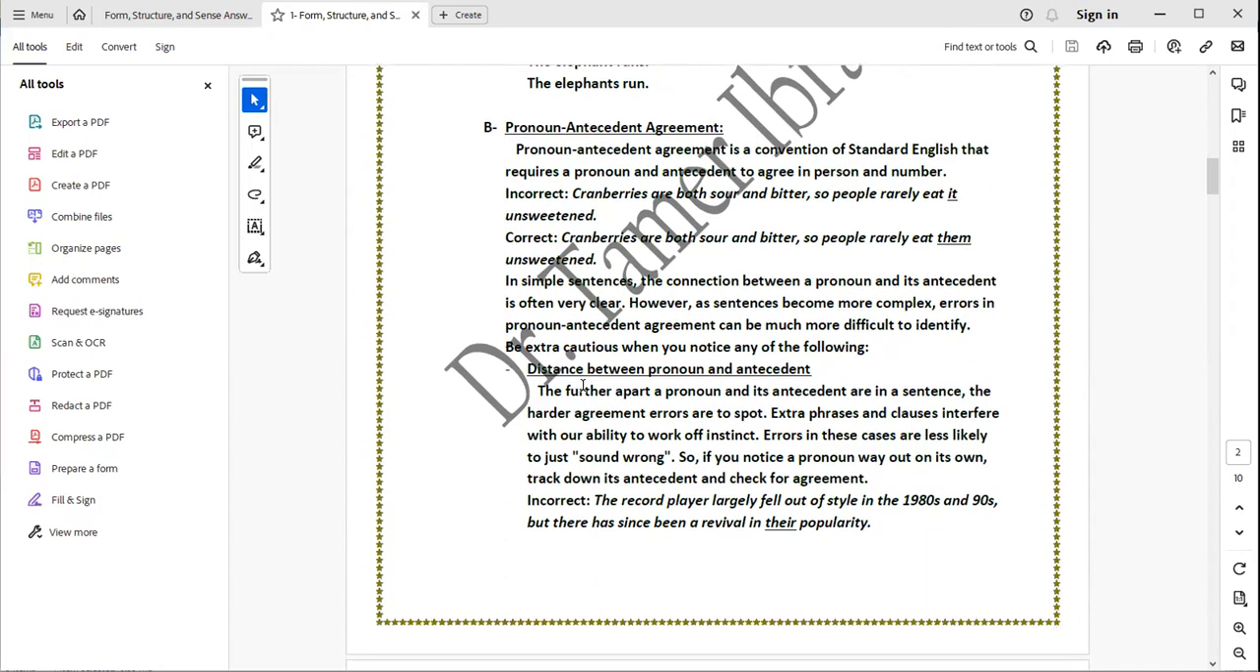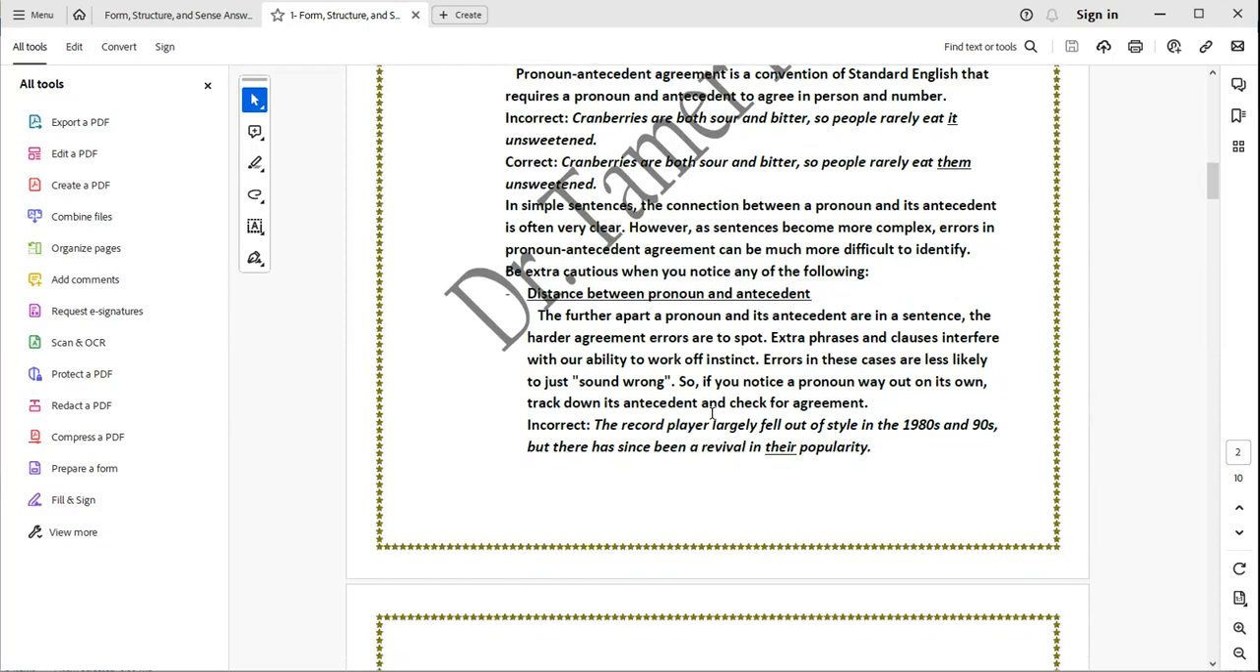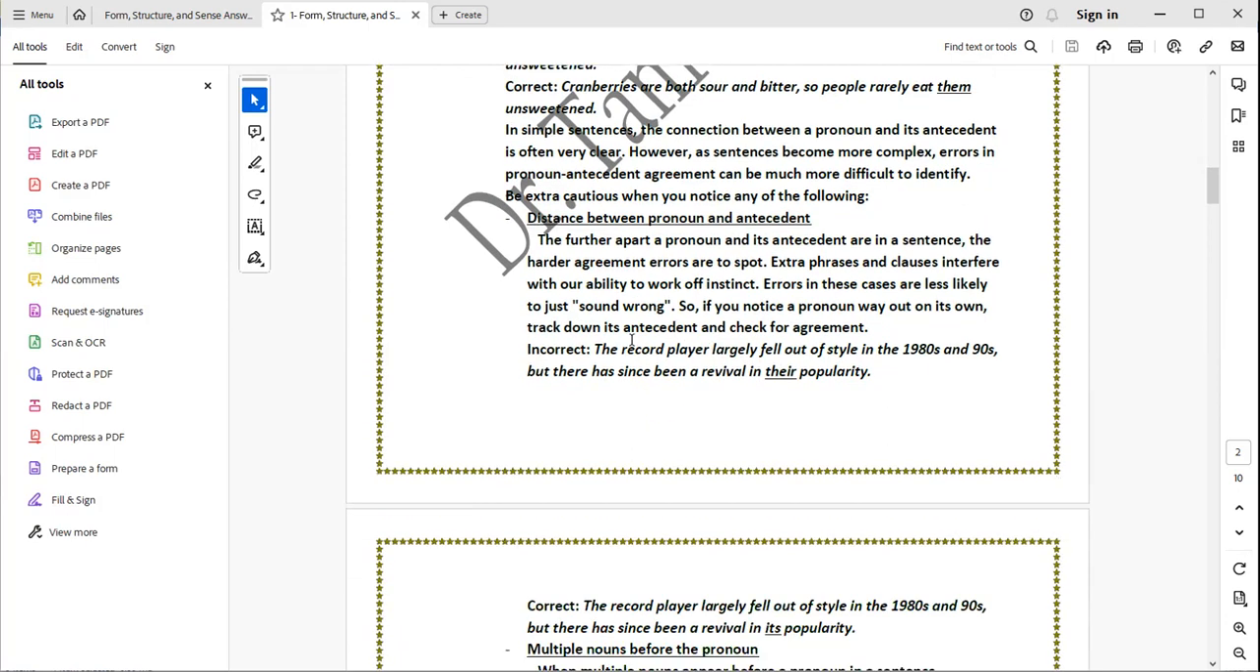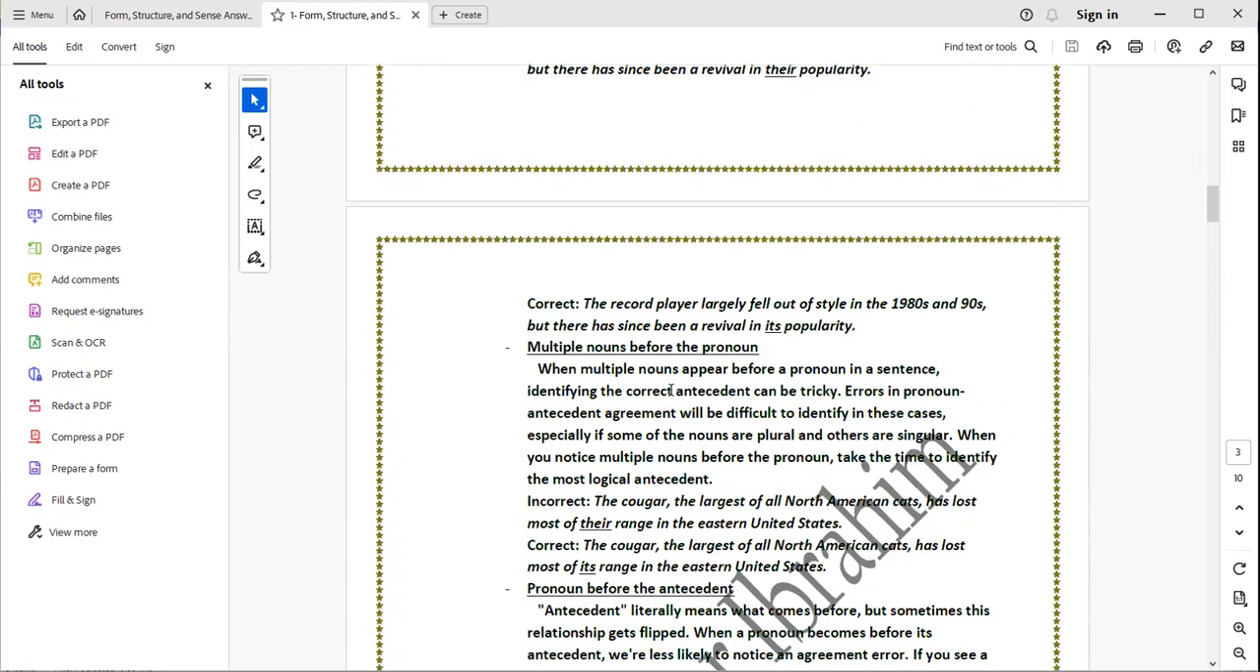Take care that if we have the antecedent away from the pronoun, you have to find out which antecedent stands for this pronoun. Like here, the record player largely fell out of style in the 1980s and 90s, but there has since been a revival in its popularity. We're talking about the record player, so it must be "its." If we have multiple nouns before the pronoun, which is the problem that you're going to face, you have to decide which noun we are talking about.